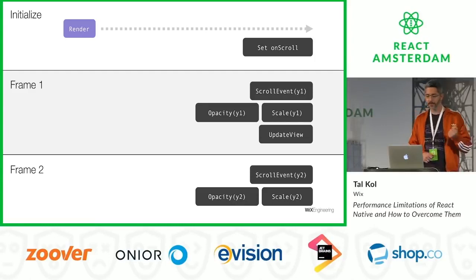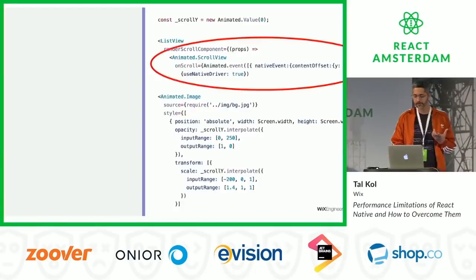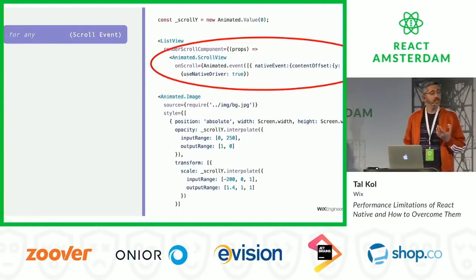So now let's dig deeper into the different parts of the code, because this is the most interesting part to understand. So the first part was the animated scroll view itself. The declaration is very simple.